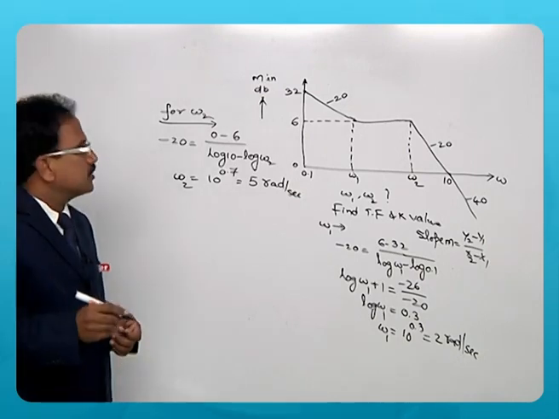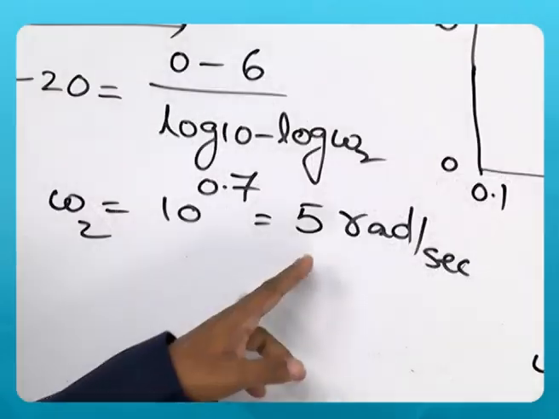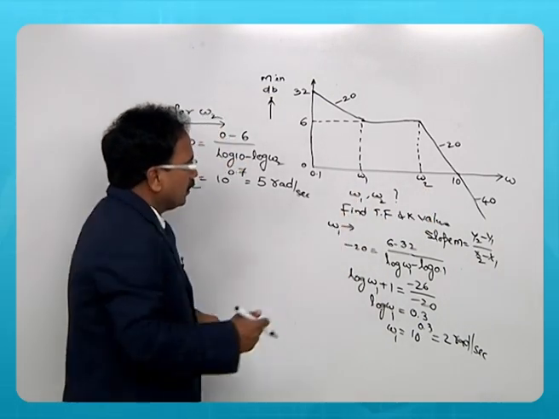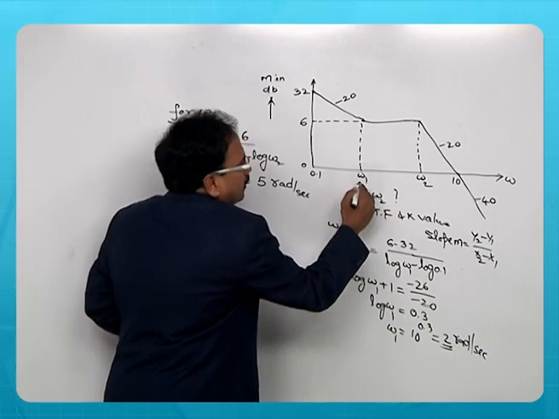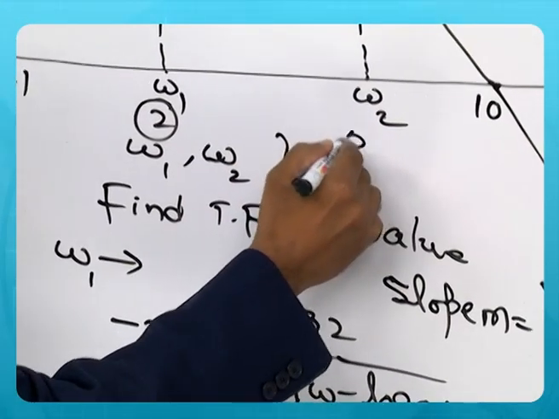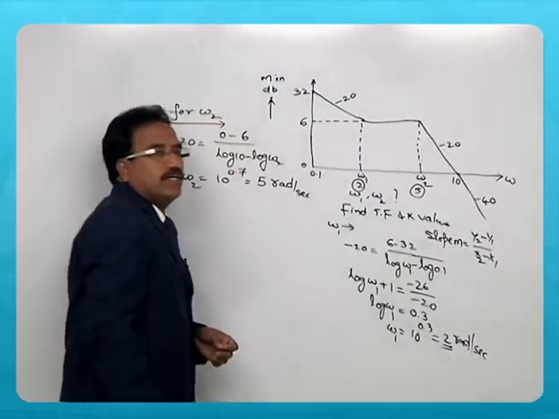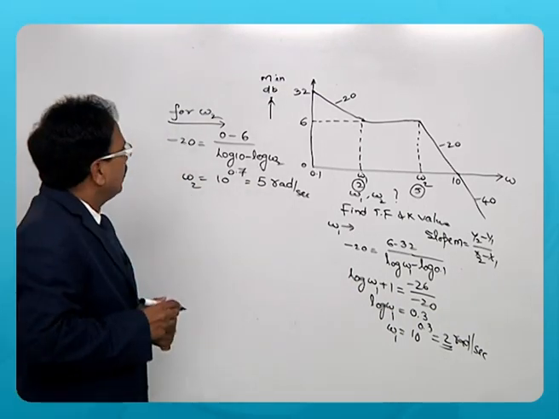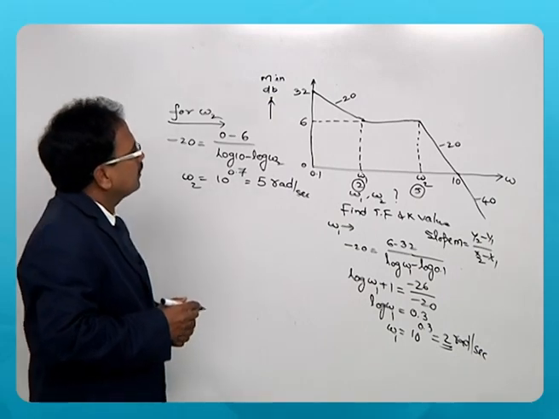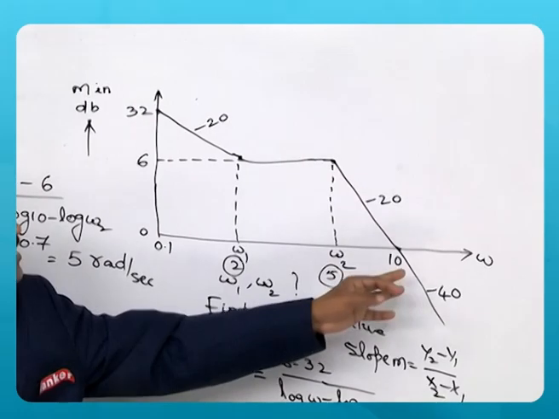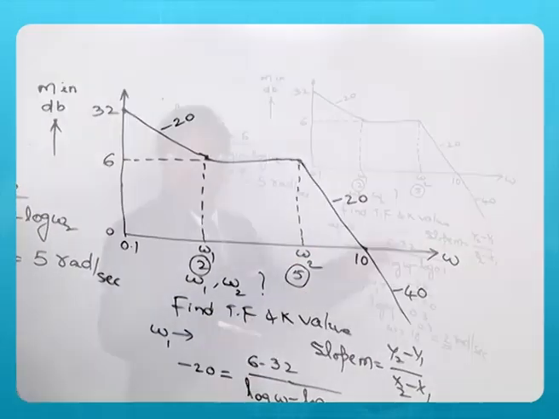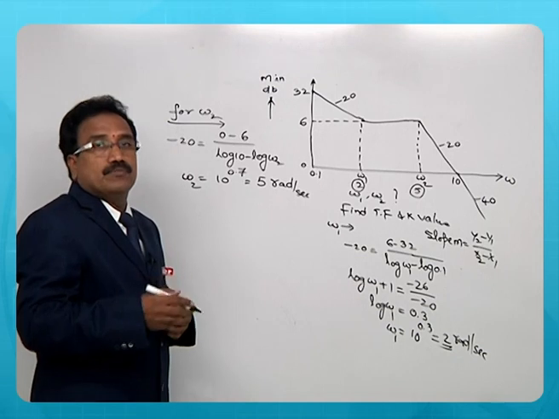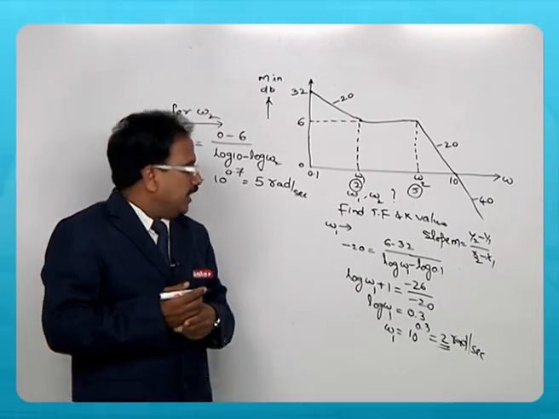Always you can cross check the answer. Omega 2 you got as 5 radians per second, and it lies between omega 1, which you got as 2, and 10. That way you can cross check that your answer is right. So omega 2 is 5 radians per second. Now you have got all the corner frequencies here. There are 1, 2 and 3, and the slope actually begins at 32. From that you can find the value of k.